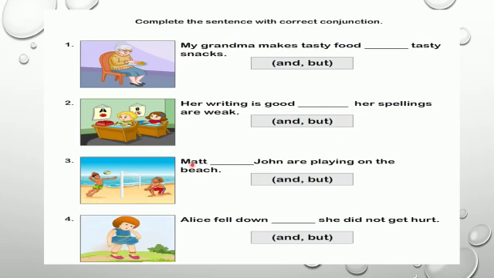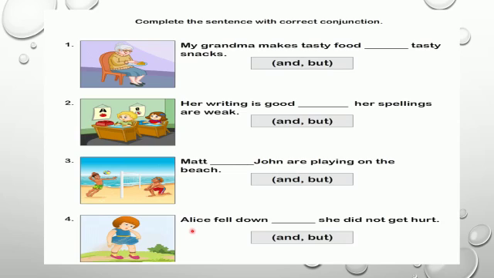Now here: Matt dash John are playing on the beach. So here these two persons are playing on the same beach. So we are adding these two persons. So we will use and.